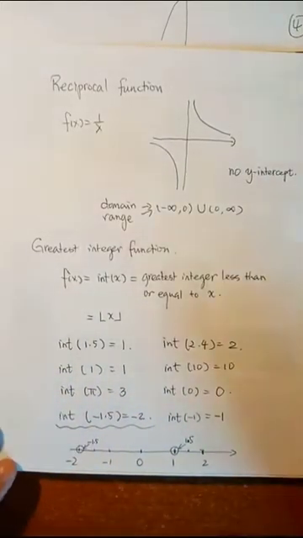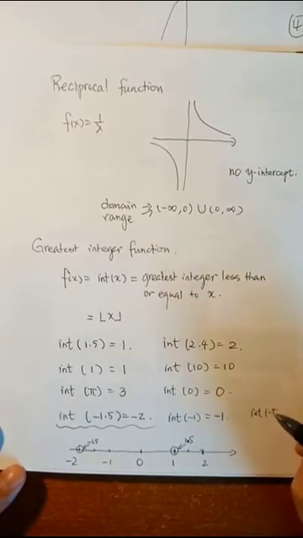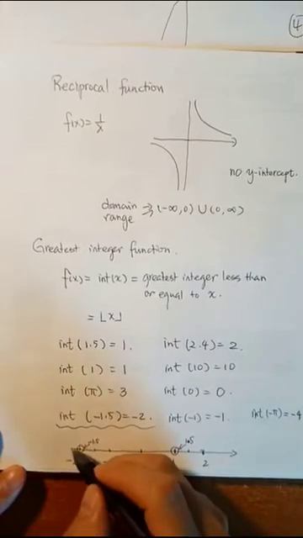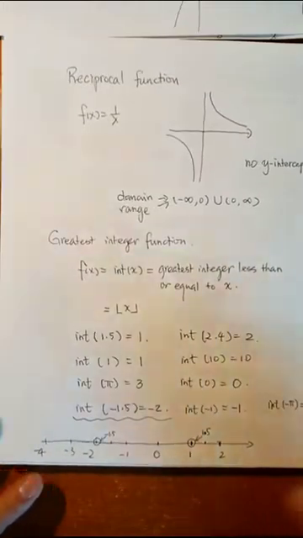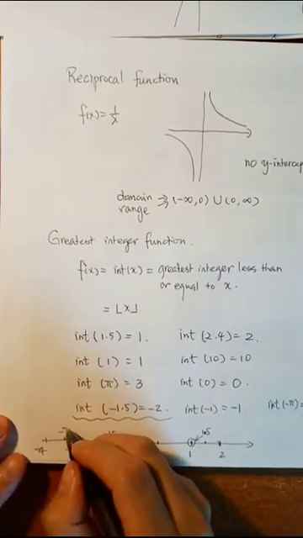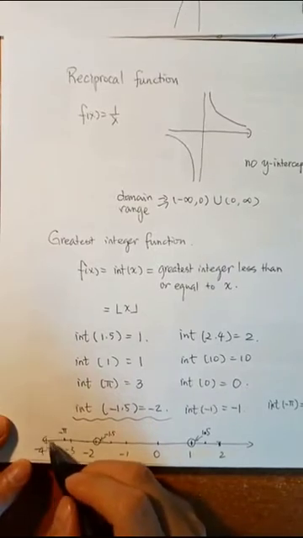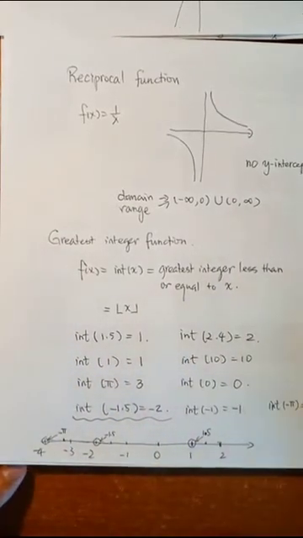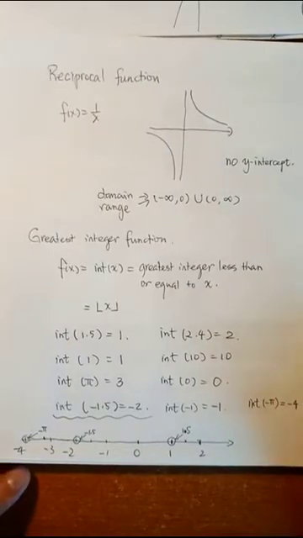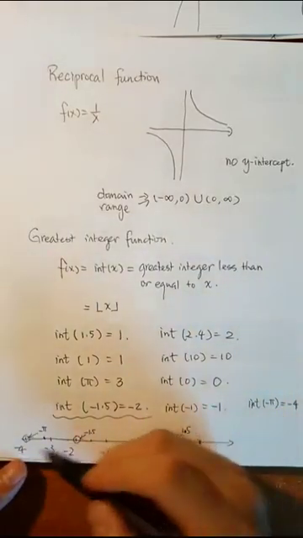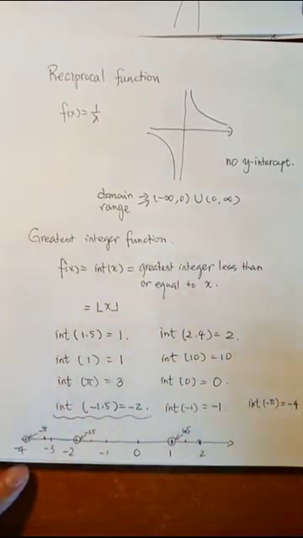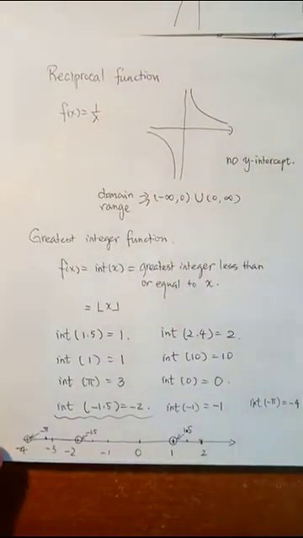For example, the integer of negative pi. Pi is 3.14, so this is negative 3.14. It's negative 4. You see, negative 3 is here, negative 4 is here, and negative pi is possibly like this. So you check the left point, the left integer is here. If you are confused about the greatest integer function, draw the number line, label the point on the number line, and see the left integer, because we use less than.